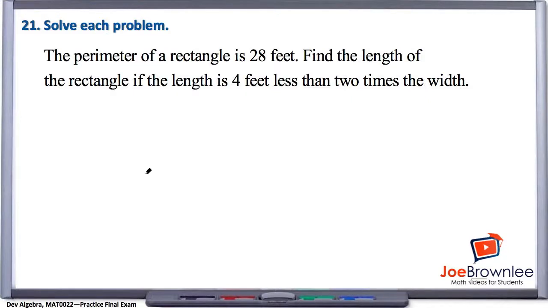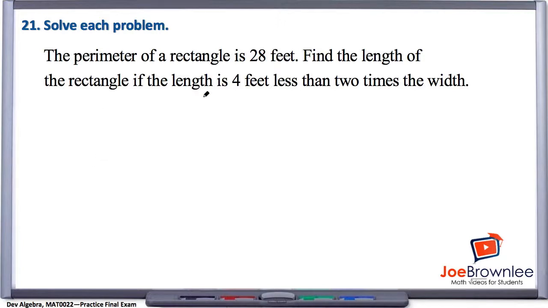Number 21, solve the problem. We're told the perimeter of a rectangle is 28 feet. We are to find the length of the rectangle if the length is 4 feet less than 2 times the width. All right. For a lot of these word problems, it's really helpful to draw yourself a diagram.